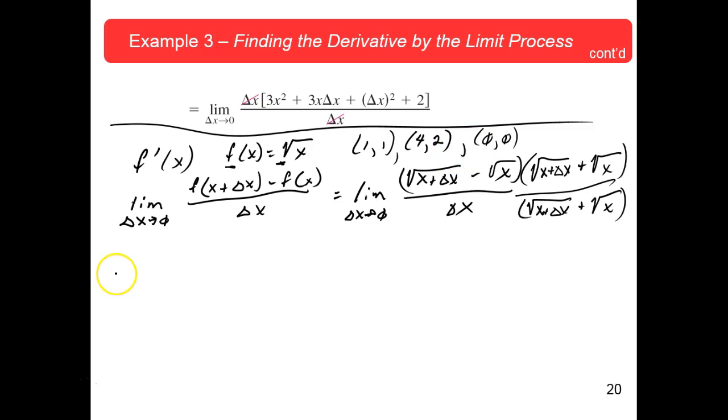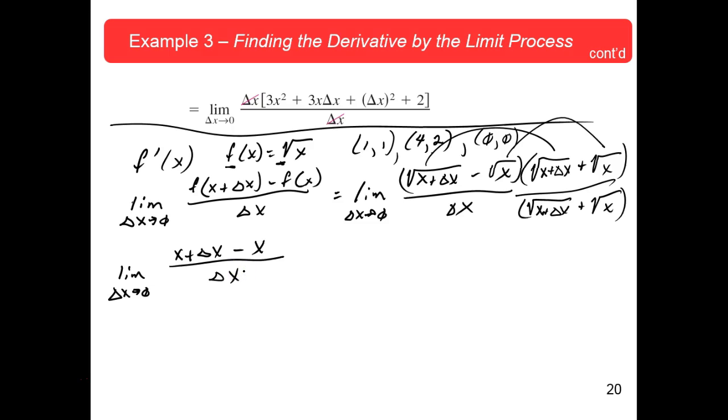Okay, let me write down the first three letters. The limit as delta x is approaching 0. Now let's do our FOIL here, folks. What would that give us? x plus delta x. You multiply the square root by the square root, you get what's inside. And then the innards and the outards. Yes, exactly. So those disappear. So you then have the last, and what's that? Minus x, all over delta x.